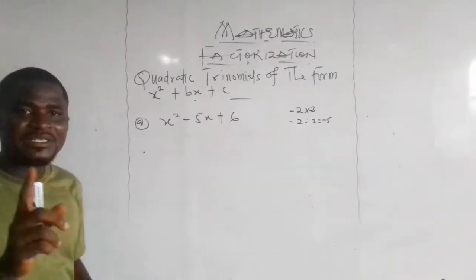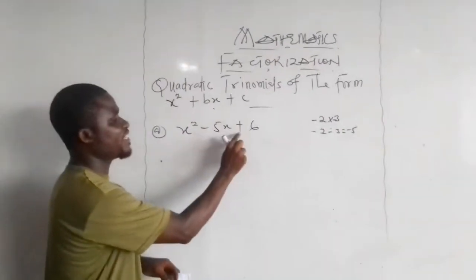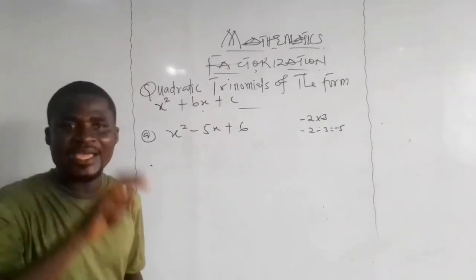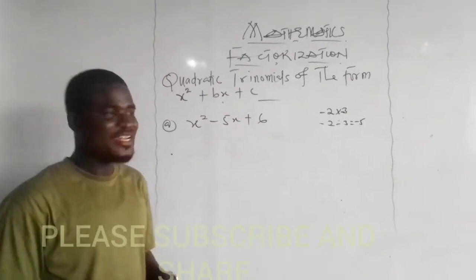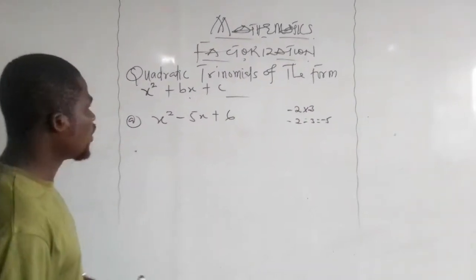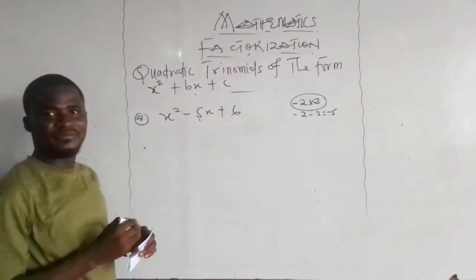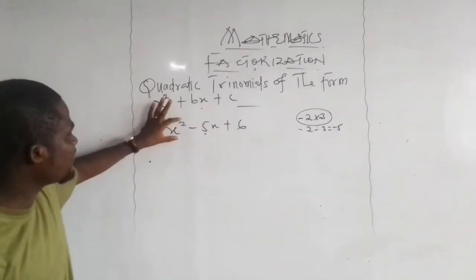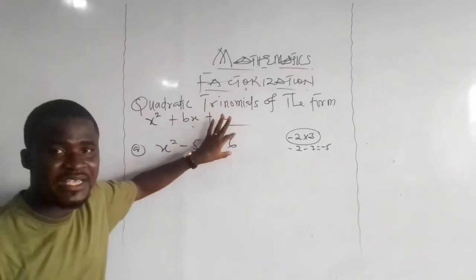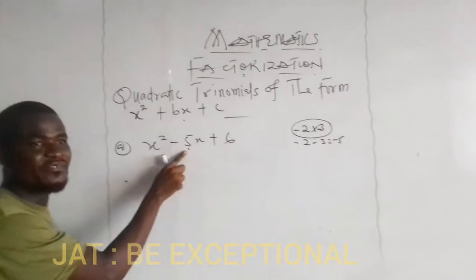Good. Now let me teach you a trick here. Whenever this place is negative and here is positive, automatically those two numbers will be negative. So take note. That's why I had negative 2, negative 3. So we are going to use these two numbers to replace the negative 5. You are going to maintain your x squared, maintain your positive 6, and replace the negative 5x with these two numbers.